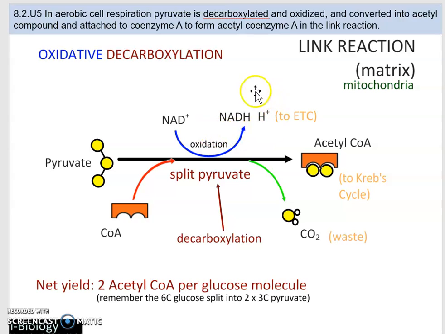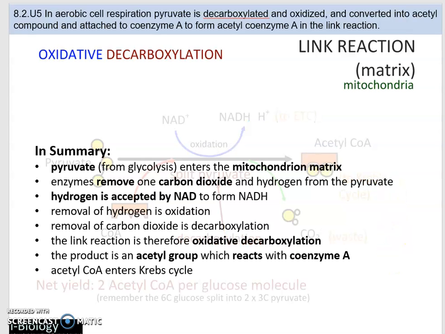The NAD, which is reduced, is going to go on to the electron transport chain, which we come back to in a later video. And the yellow circles here are modeling carbon. So you can see that it's a 2-carbon compound, which is held onto by this cofactor called coenzyme A. Here we've got a summary of what's going on, and this is very much similar to what we've done in the first unit.